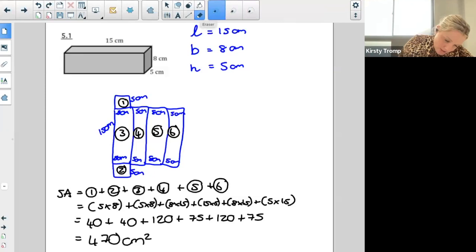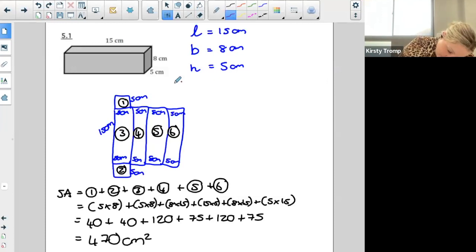I'm going to do it on the side here, and I'm going to do it in a different color pen for you guys. I'm going to do it in purple. So we're going to say surface area equals. We can already see we've got length, breadth, and height. So to get the surface area, we're going to say the following.